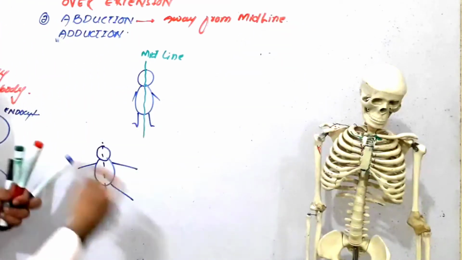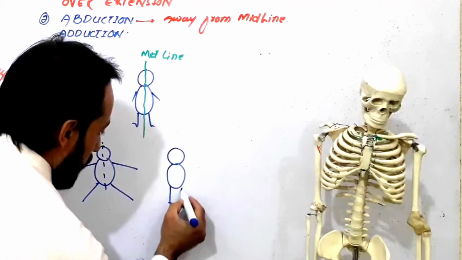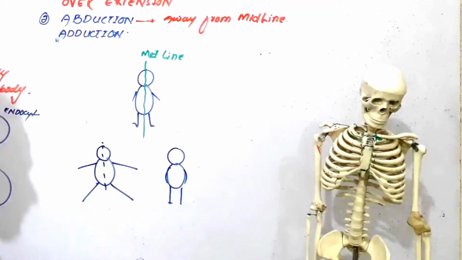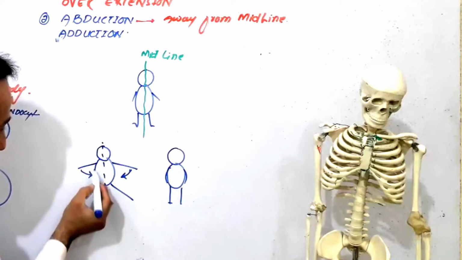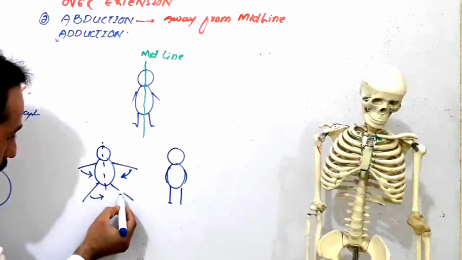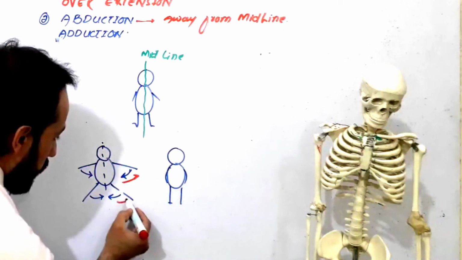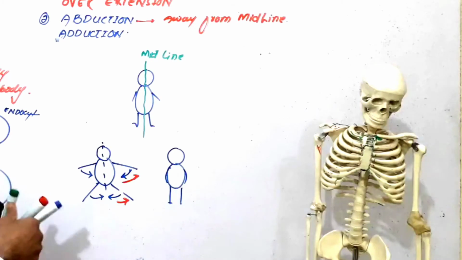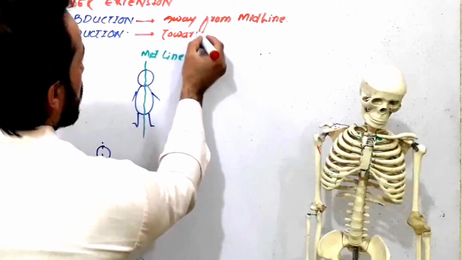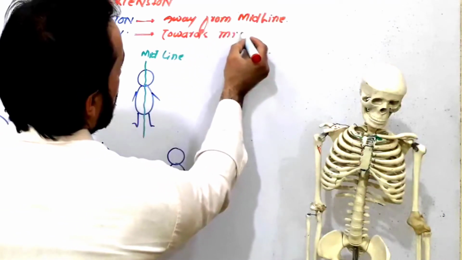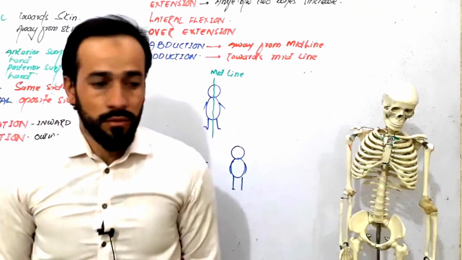right? And adduction, when he does like this, look, when he comes back to his original position, right? So he came back. This movement, when he comes back towards the midline, this is called adduction. But when he goes away from midline, this is called abduction, right? So adduction means towards midline, right?